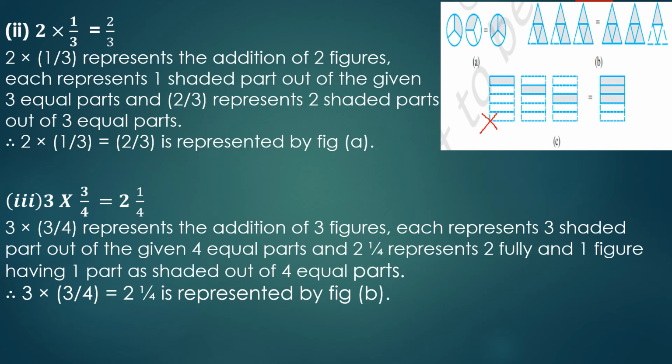How? Let us see. 1 by 3 means each represents one shaded part out of the given 3 equal parts. Here how many equal parts are there? There are 3 equal parts and in each there is 1 part shaded. Okay. And what is RHS? 2 by 3 represents 2 shaded parts out of 3 equal parts. Therefore, our answer A matches with sub question 2.